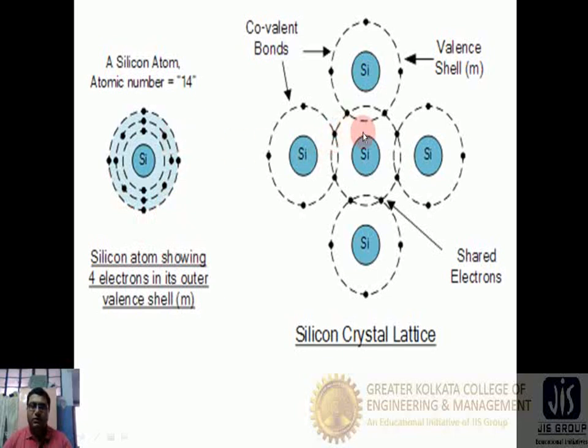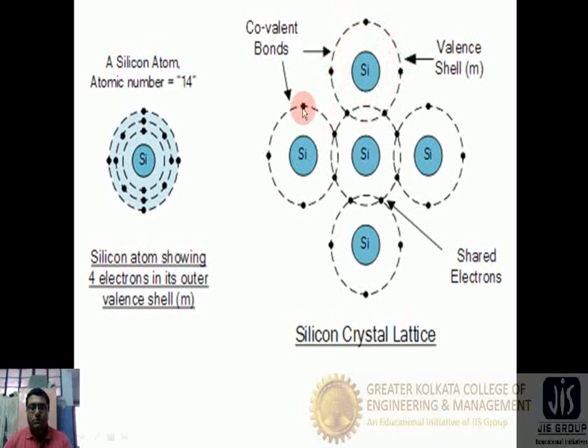With these 4 electrons, we can see a silicon crystal lattice being formed with the covalent bond, by sharing of electrons with neighbor silicon atoms. In this way, each silicon forms an octet, or has 8 electrons in its outermost shell, with the help of electron sharing with neighbor silicon atoms.